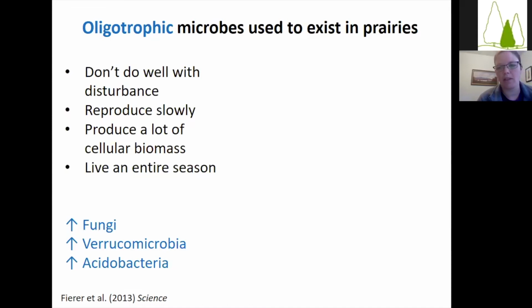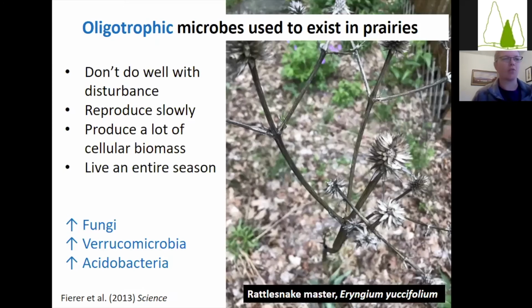So we think there used to be more fungi. There used to be more of these Verrucomicrobia and more of the phylum Acidobacteria, all of which have been classified as oligotrophs based on these types of genetic approaches that predict these types of character traits as opposed to copiotrophic traits. So if we're thinking about a tractable example of an oligotroph, we might think about this rattlesnake master.